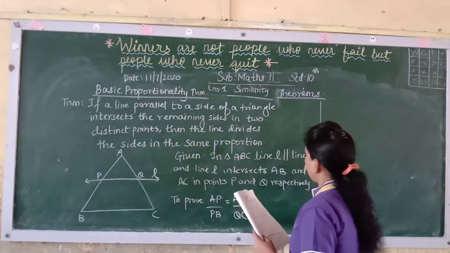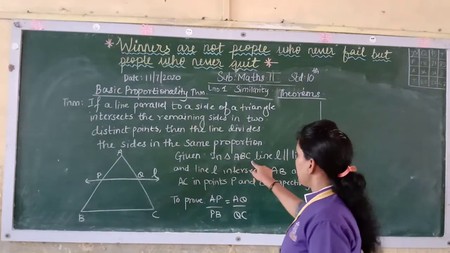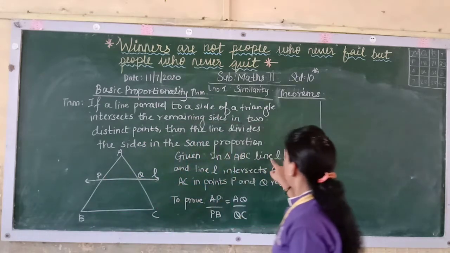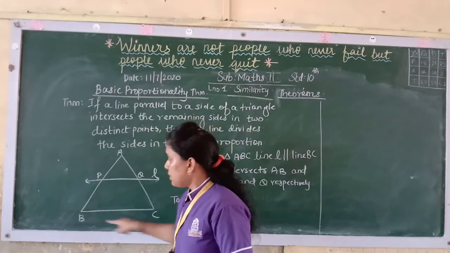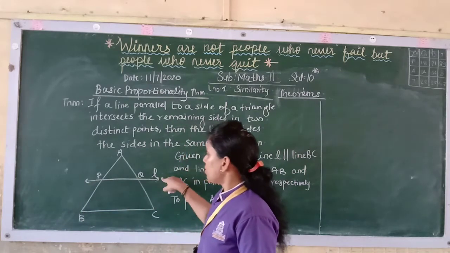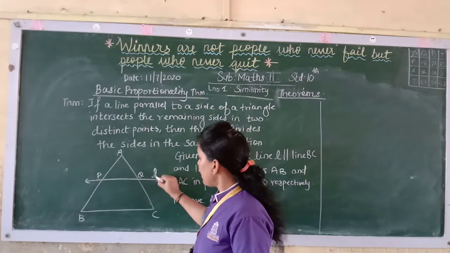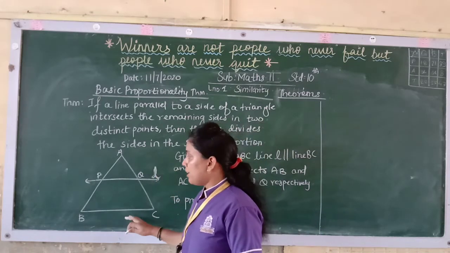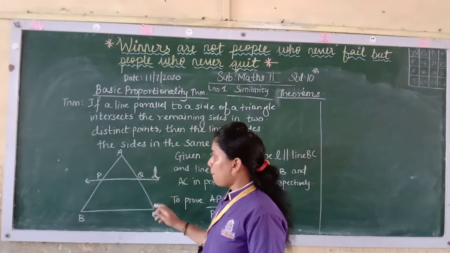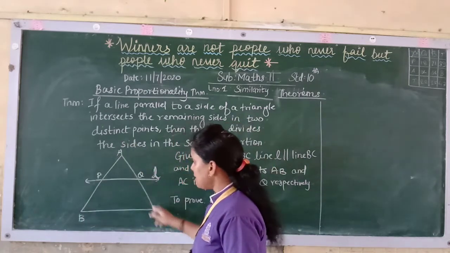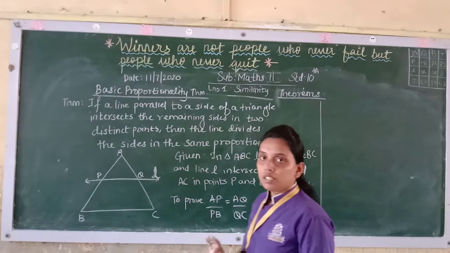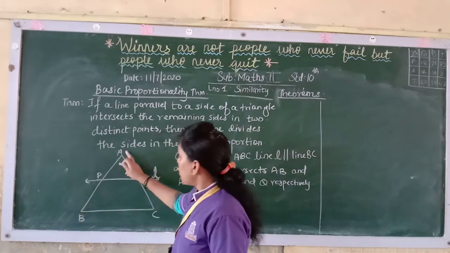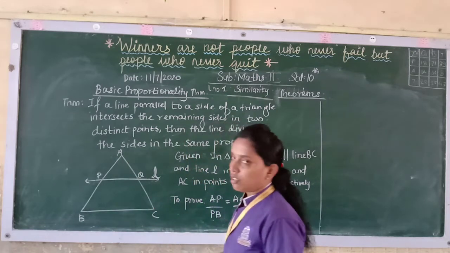Now see, given in triangle ABC, line L is parallel to line BC. PQ, or you can just write line L. So here we have mentioned L, so you can write line L also. Line L is parallel to line BC, and this line L is intersecting AB and AC at points P and Q respectively. And we want to prove that AP upon PB is equal to AQ upon QC.